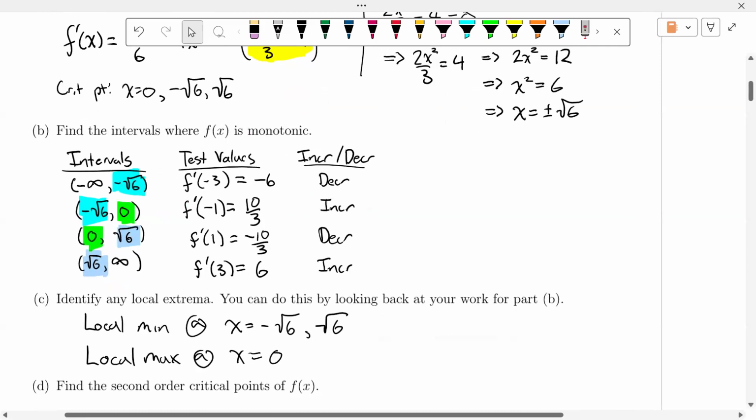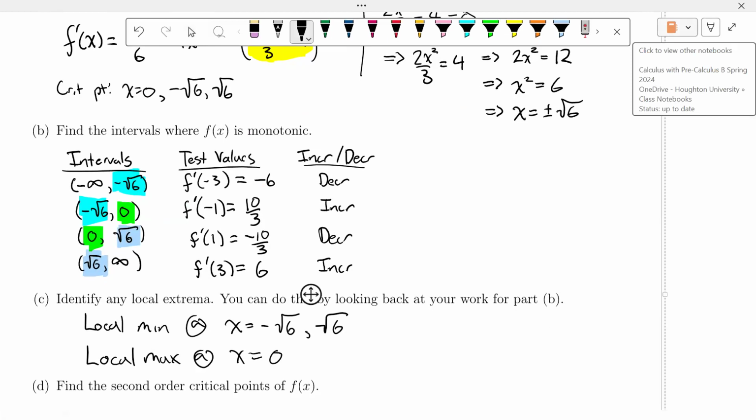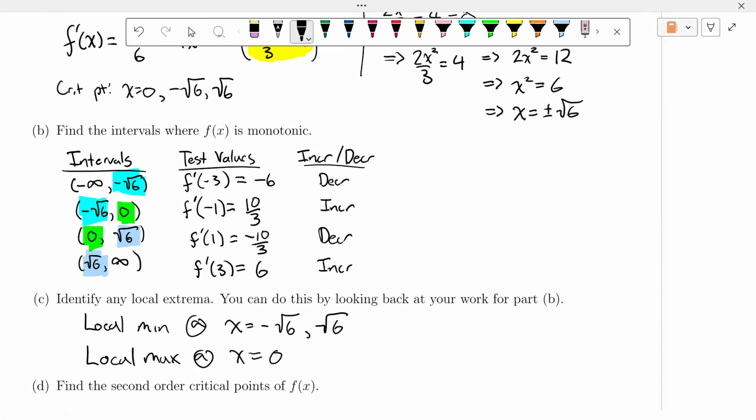So what I need to do, in addition to computing where the local maxes and local mins are, I'm also going to want to figure out what my function is at these points.